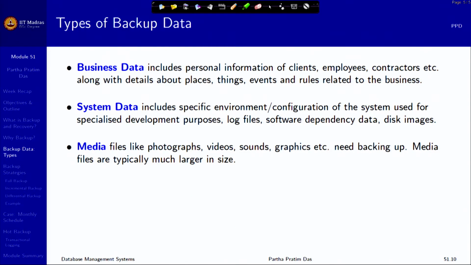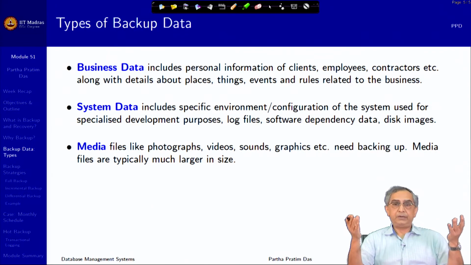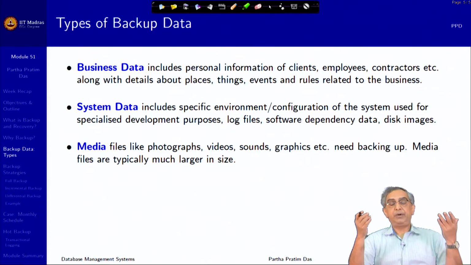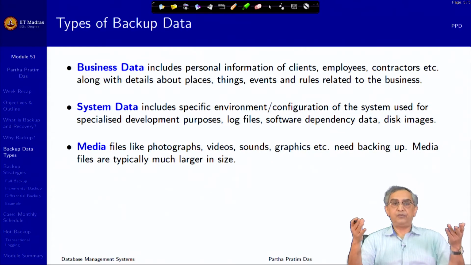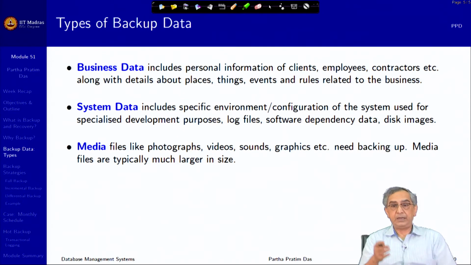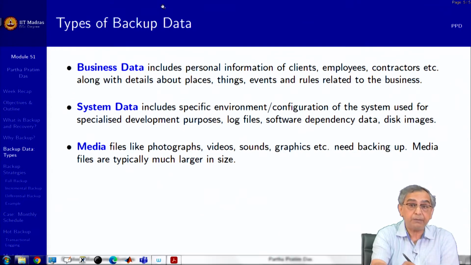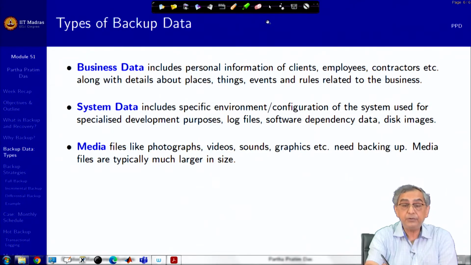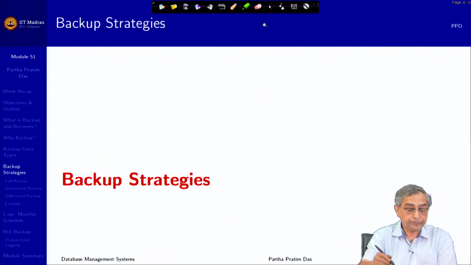And the third category of data is typically called the media data: the photographs, videos, sound, graphics, all that we have talked about as blob data that has gone into the database. You had photographs of employees, you had video recordings of important board meetings and so on. They will also have to be backed up, and typically these media files are much larger in size compared to the typical database files, which are mostly textual.